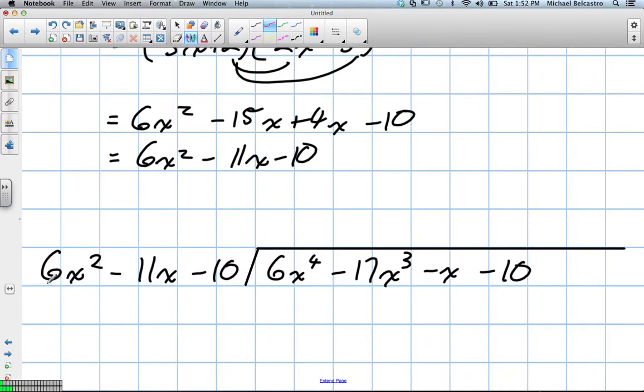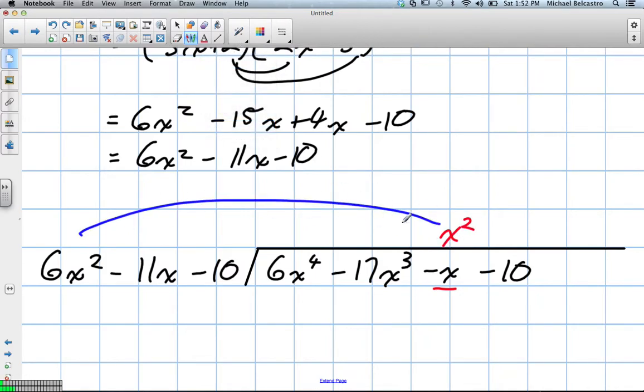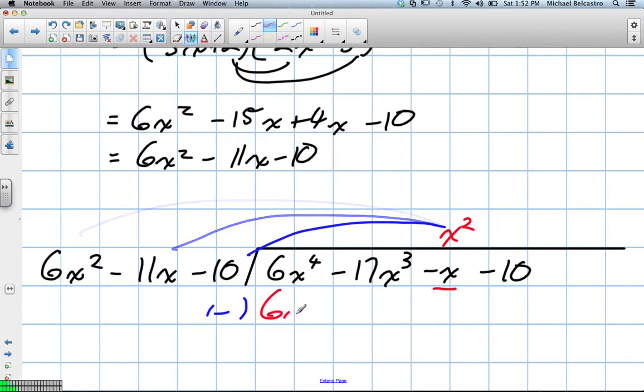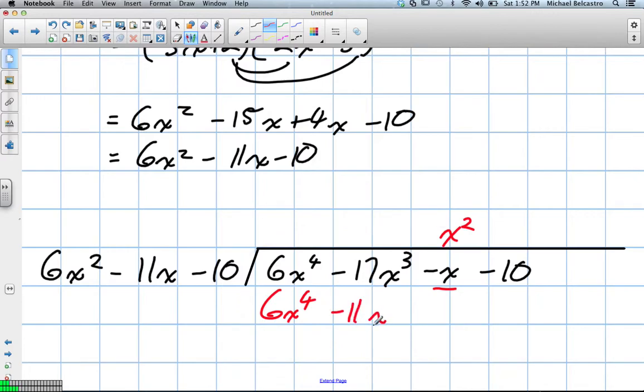Well, when we look at it, what can we multiply 6x squared by to make x to the power of 4? And that's x squared. Because there's 3 terms, I actually go to the third term here. I put x squared above it because I'm going to be multiplying x squared by all 3 of these terms, 1, 2, and 3, and then subtracting. Well, x squared times 6x squared is going to give us 6x to the power of 4. That works. When we multiply by negative 11, we'll get negative 11x cubed. And when we multiply by negative 10, we'll get negative 10x. We then subtract these numbers.